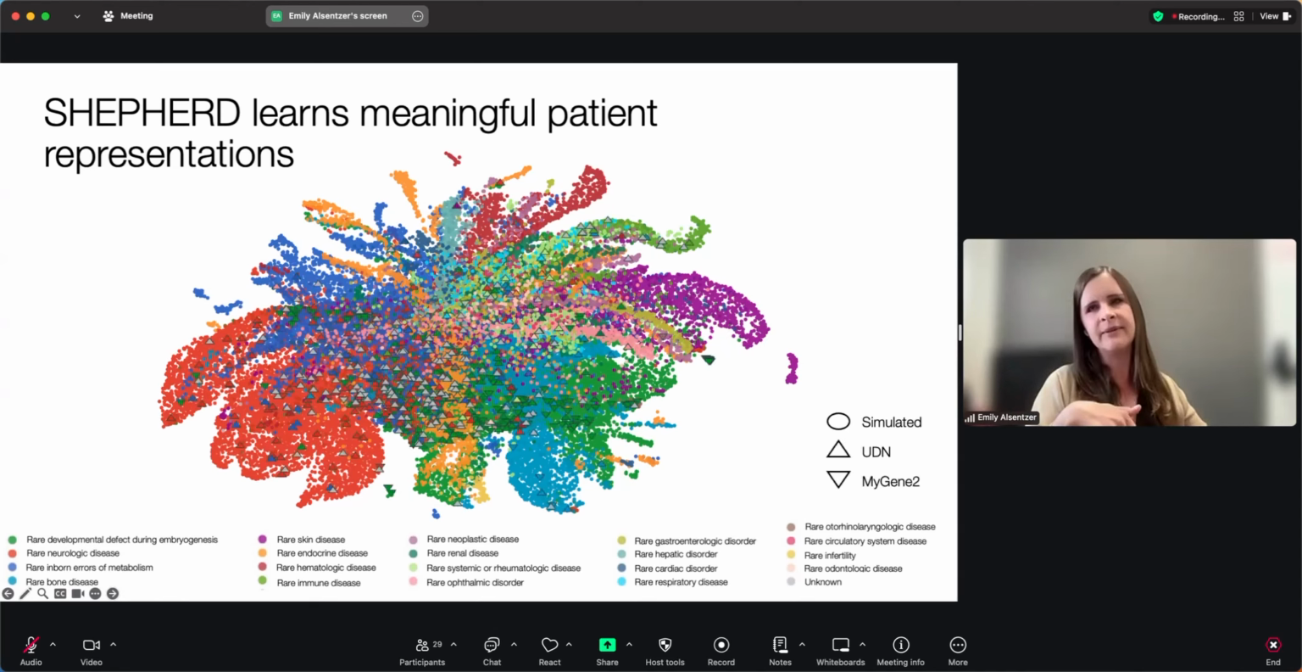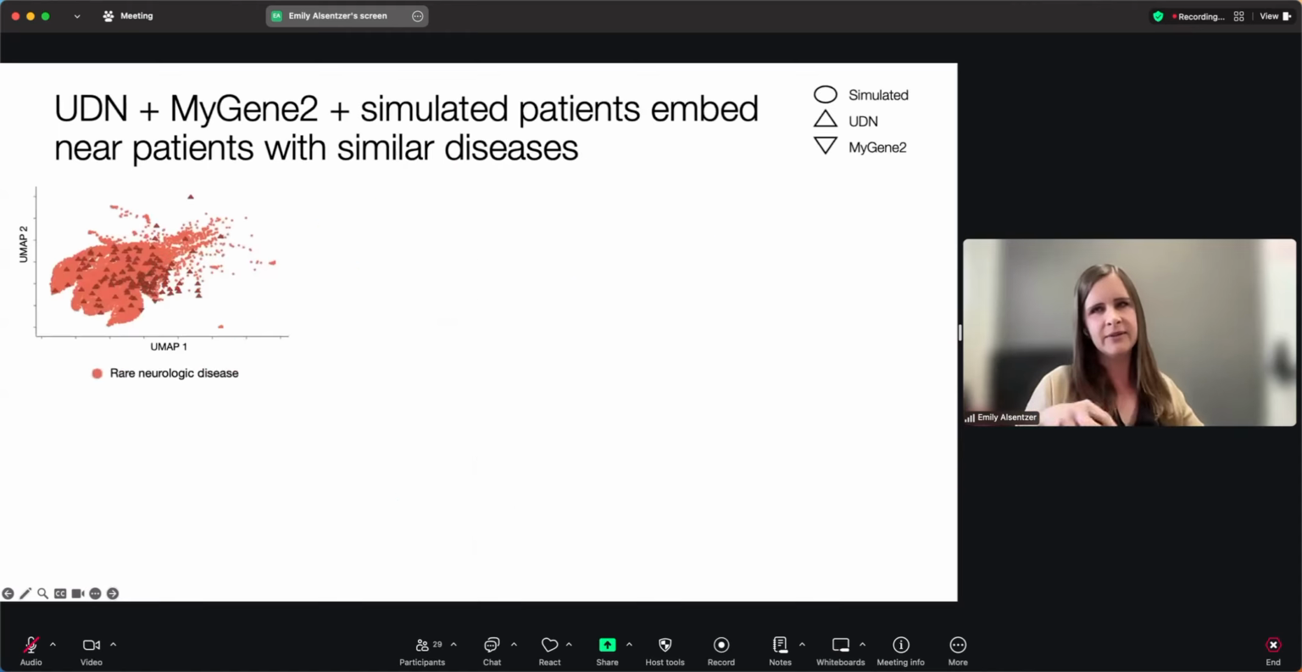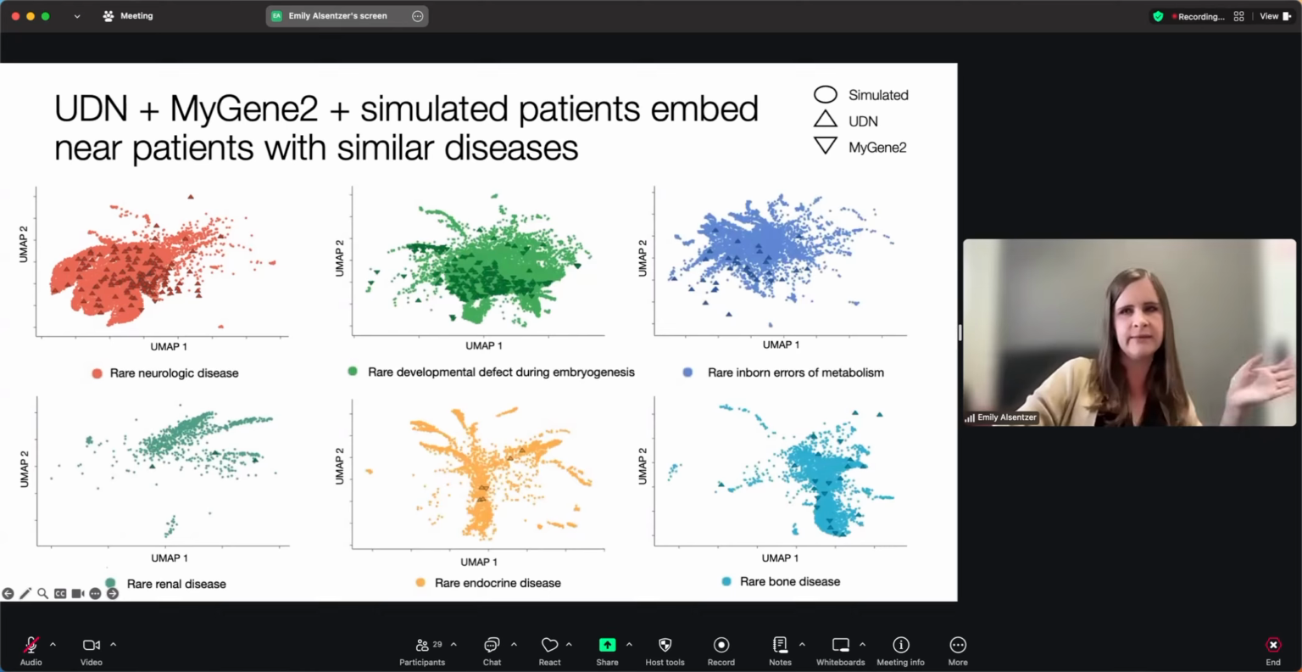We overlay on top of these triangles, which correspond to the UDN patients. The inverted triangles are another set of rare disease patients from MyGene2. And the model learns to embed patients with similar diseases near each other. You can see this maybe a little bit more easily when we plot each disease category by itself. So here are all the patients with neurological diseases. UDN patients are near the simulated patients with similar diseases. And this trend holds true across many different disease categories as well.